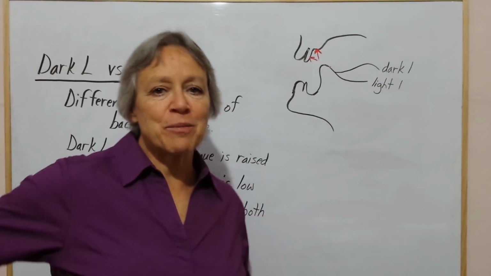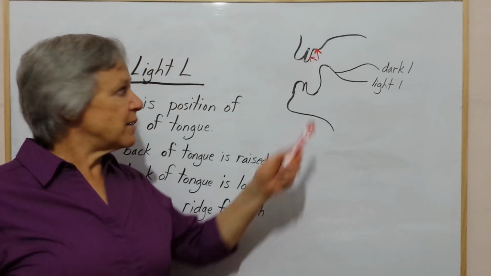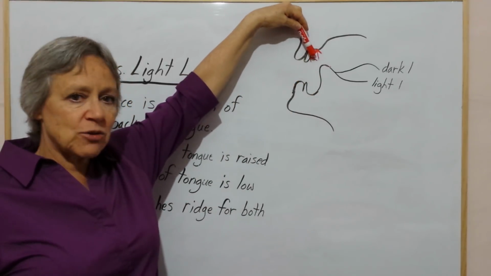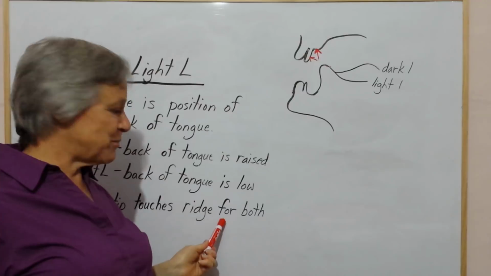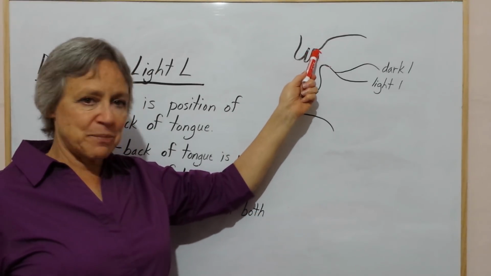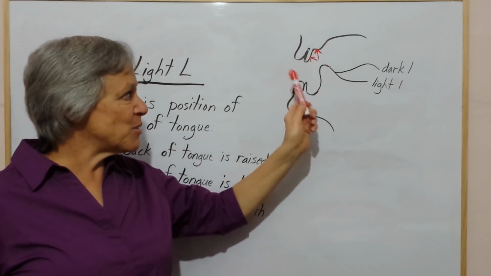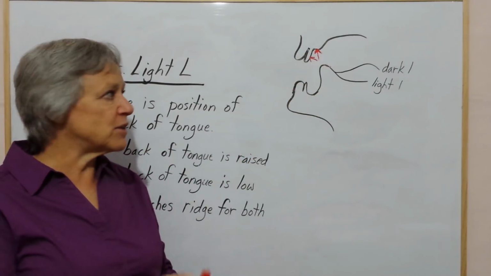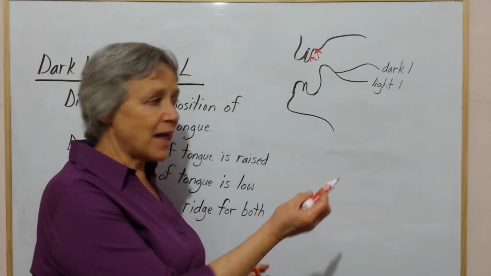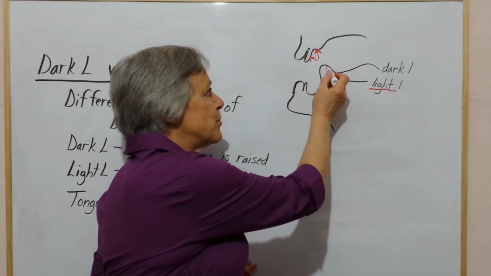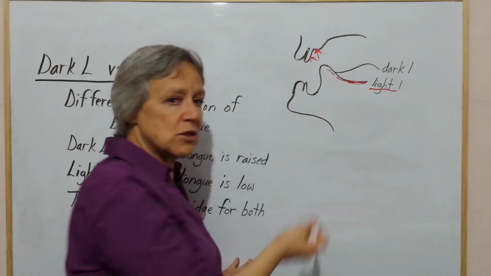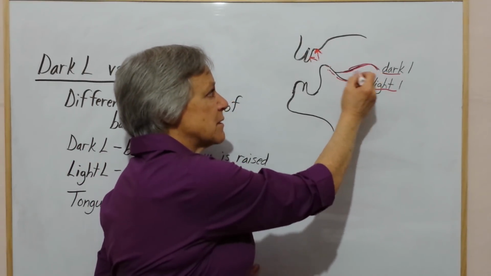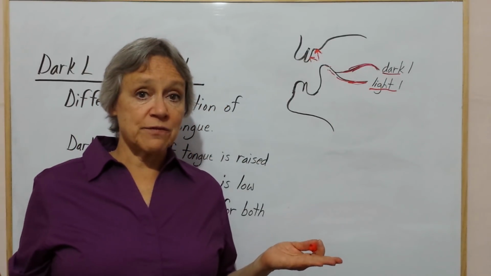Or, as I was talking about earlier, I said that sometimes the tongue tip is on the teeth or between the teeth and the ridge. That's okay. So I put tongue tip touches ridge, while the tongue tip touches up here somewhere. That part is the same. The difference is in the position of the back of the tongue. So for the light L, the back of the tongue is low in the mouth. But for the dark L, the back of the tongue raises. And that's the difference.